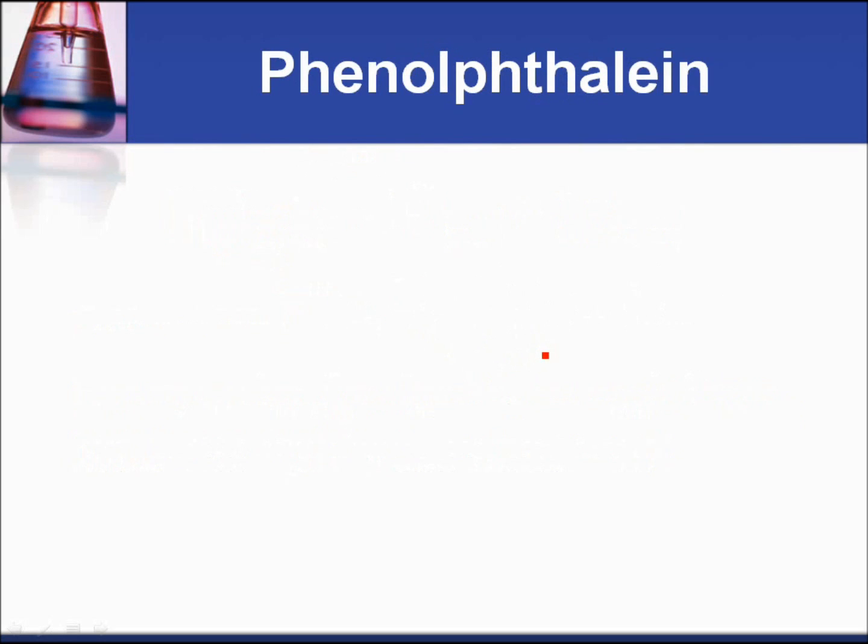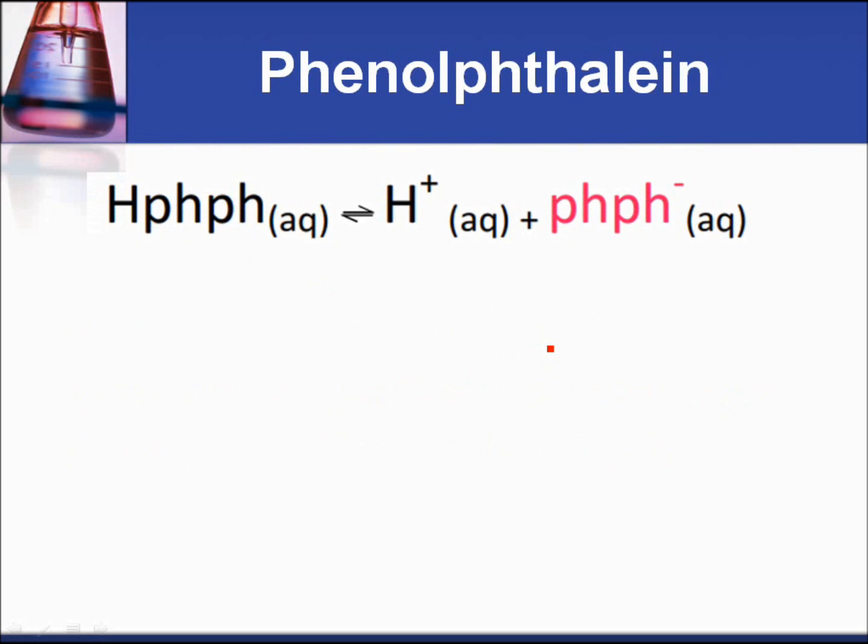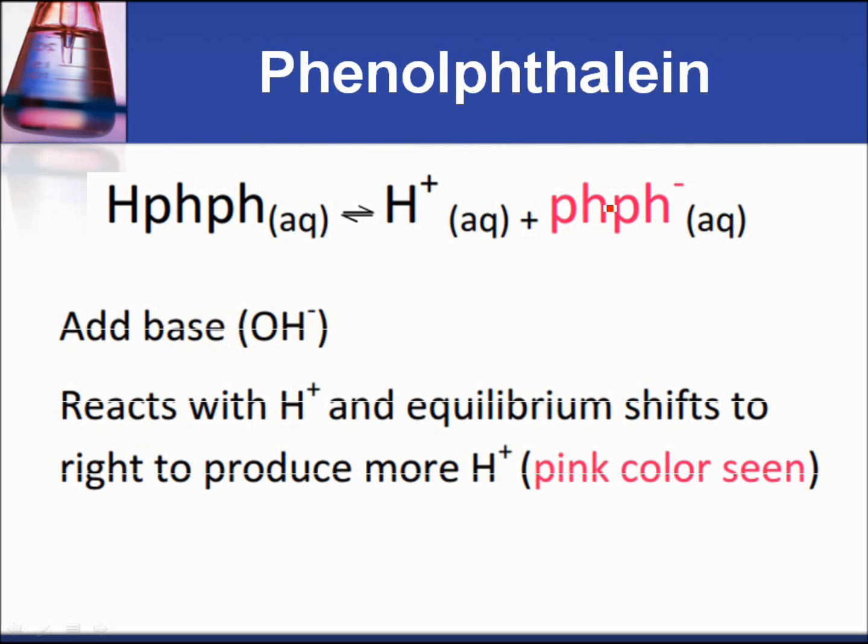Let's take a look at another example, which is phenolphthalein. Again, it's a weak acid and it dissociates to give you H plus and the conjugate base, which we're going to call Ph negative, which is pink. So when we add base, what's going to happen? The OH negative is going to react with this H plus. And because we're using up the H plus, the equilibrium is going to shift to the right. And when it shifts to the right, we see the pink color.